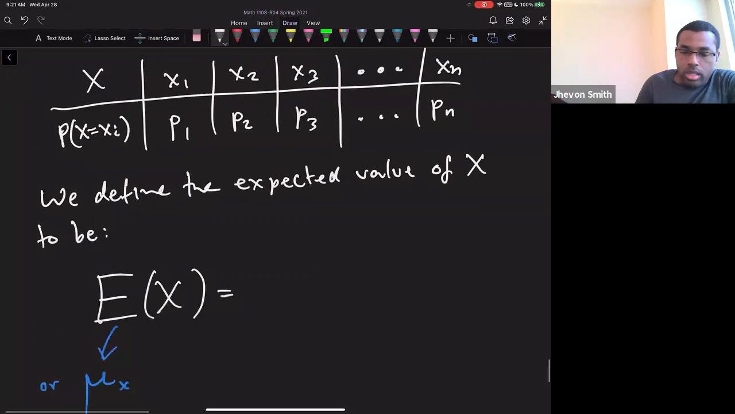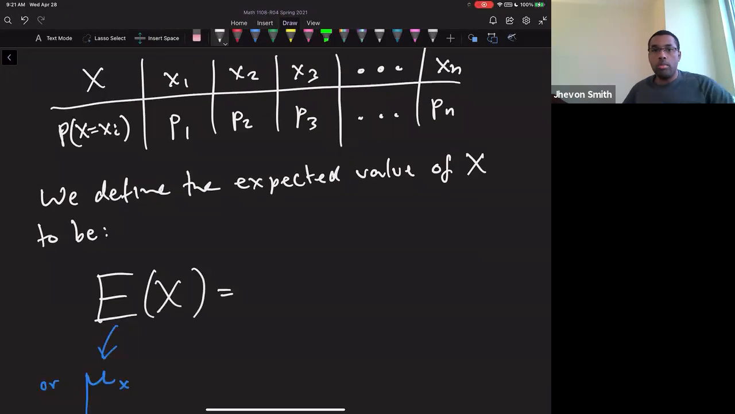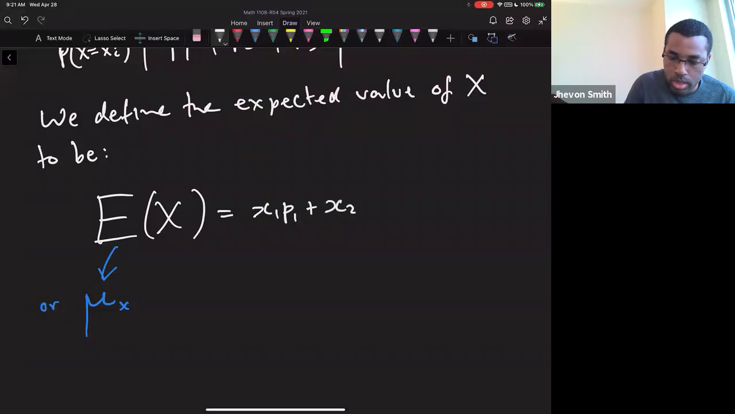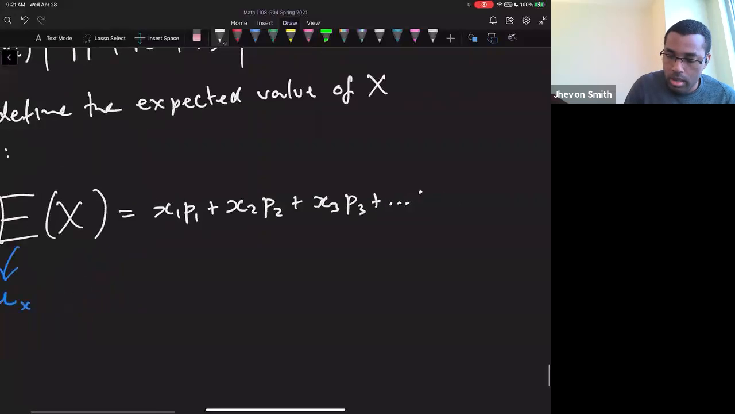And that is just the product of the outcome times its probability, and you add them all up. It's a sum product. So this is x1 times p1 plus x2 times p2 plus x3 times p3 plus dot, dot, dot, xn times pn.